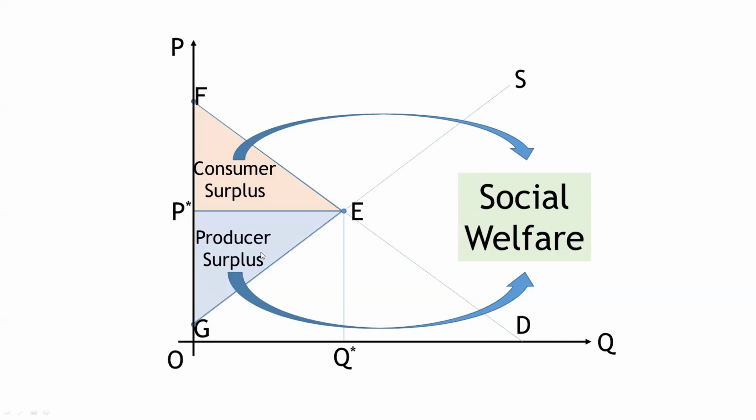Hi fellows, in this lecture we shall learn about consumer surplus, producer surplus and social welfare. These are key concepts used to understand the benefits and costs associated with market transactions. We shall first learn about consumer surplus.